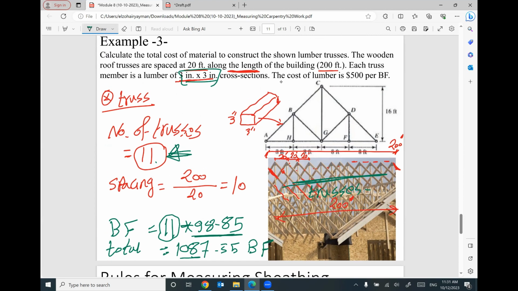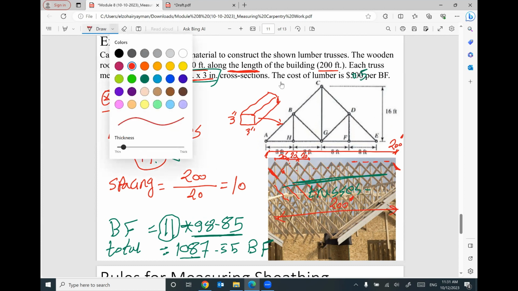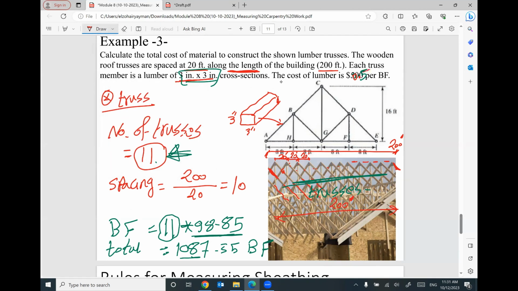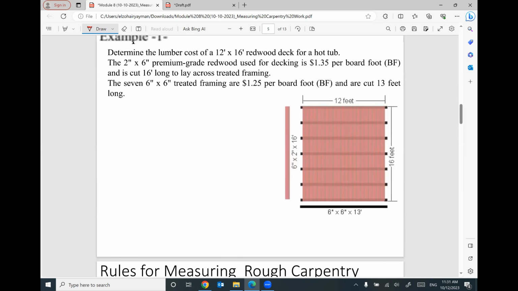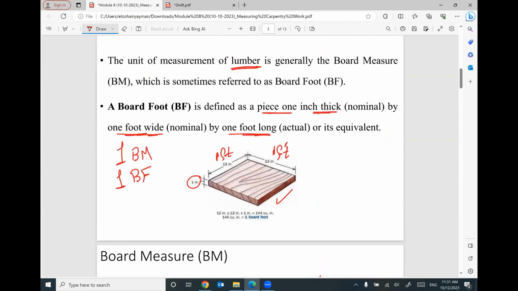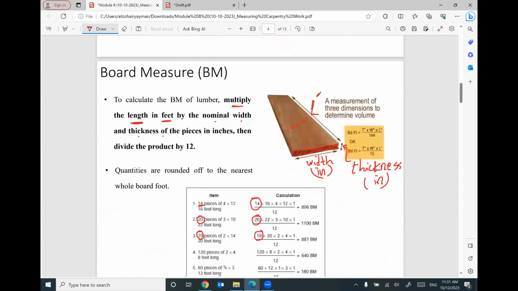This is a very good example. We have here the cost for lumber. It's equal, not 500, it's $0.5, I'm sorry. 500 is too much for each board foot. Do you know why it's too much? It doesn't make sense to pay $500 for just this piece. This piece costs me $0.5. This is the cost for each board foot, the board foot or board measure. So $0.5, that makes sense, not 500.